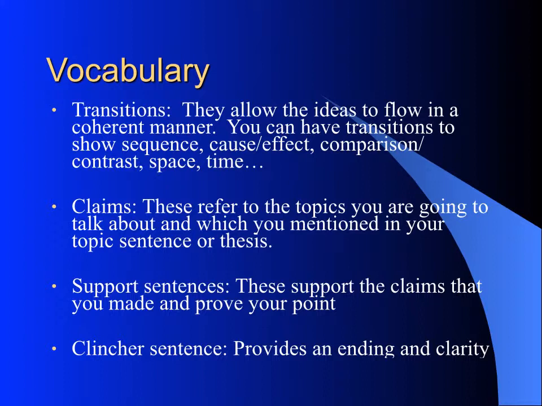Claims refer to the topics you're going to talk about and which you mention in your topic sentence or thesis. These are the claims you make that you're trying to prove. Your support sentences support the claims that you made, and they prove your point because you either take something from the literature that you're supposed to be writing about or the facts. The support sentences are the proof of the facts that you claimed. And then, of course, the clincher sentence, which is the ending, which tells the reader, there, I showed you. This is what I proved. But you restate it in a different way from the topic sentence.